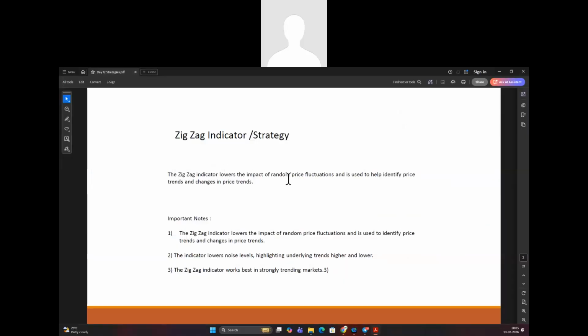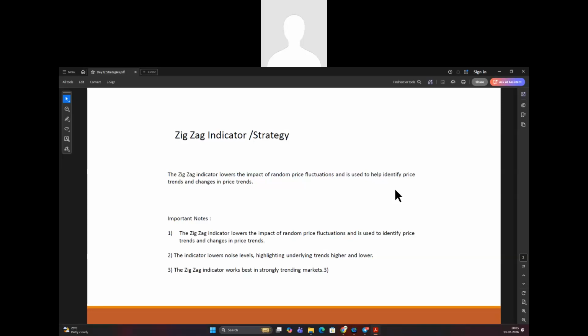The zigzag indicator lowers the impact of random price fluctuations and is used to help identify price trends and changes in price trends. The important notes: the zigzag indicator lowers the impact of random price fluctuations and is used to identify price trends and changes in price trends. The indicator lowers noise levels, highlighting underlying trends higher and lower. The zigzag indicator works best in strongly trending markets.